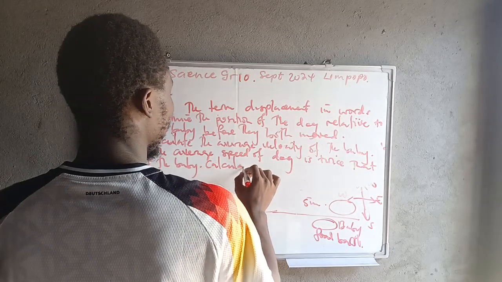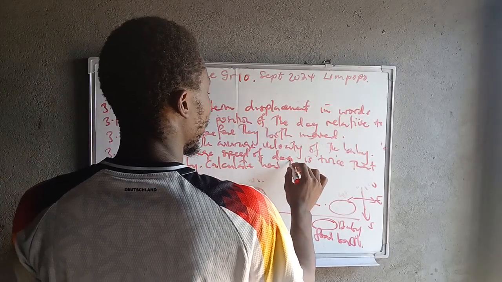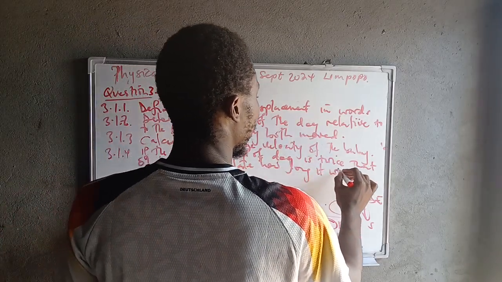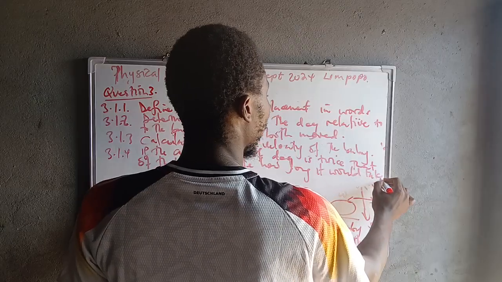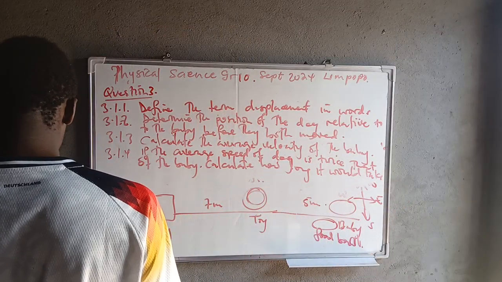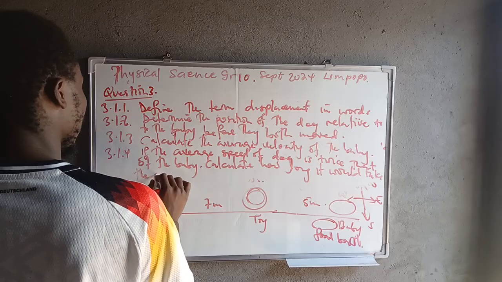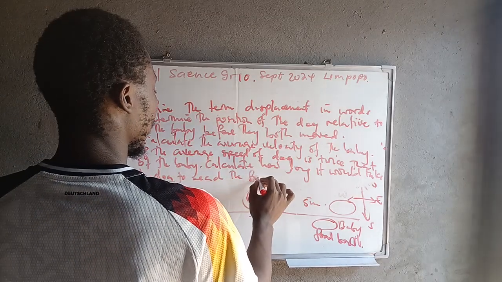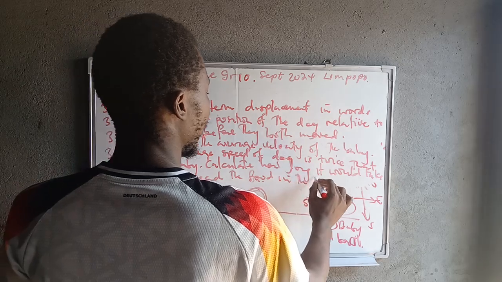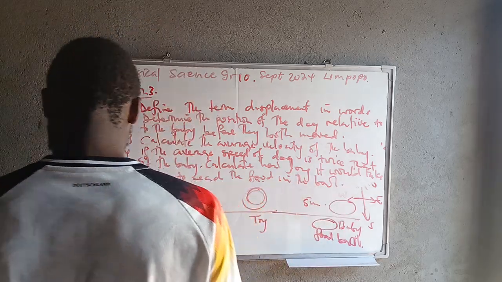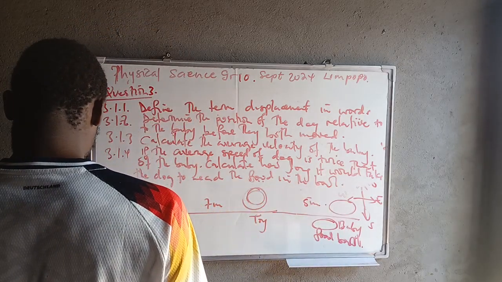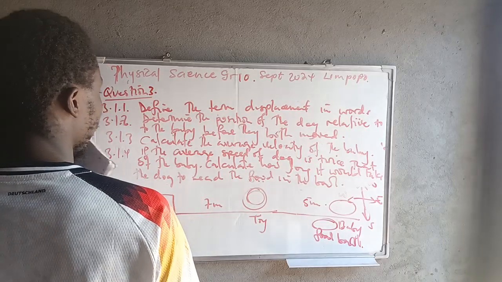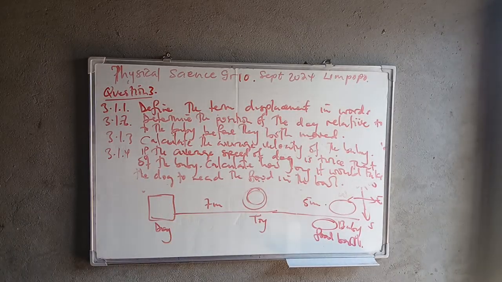calculate how long it would take the dog to reach the food in the bowl. Right, so those are the questions. So let's move to the solution. Let's quickly go to the solution.